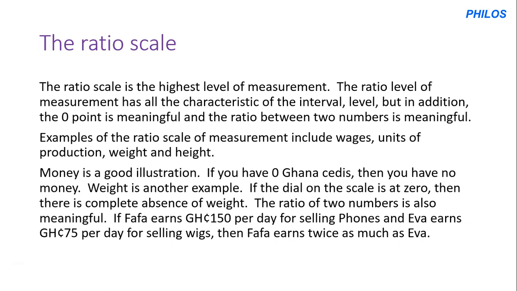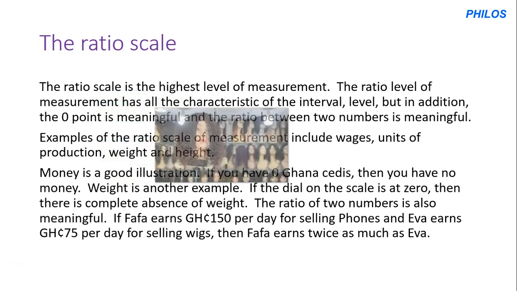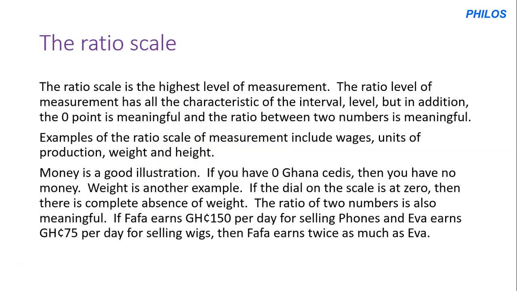The ratio of two numbers is also meaningful. For instance, if Fafa earns 150 Ghana cedis per day for selling phones, and Eva earns 75 Ghana cedis per day for selling wigs, then Fafa earns twice as much as Eva. The ratio of two numbers here is meaningful. But in interval, the ratio of two numbers is not meaningful.